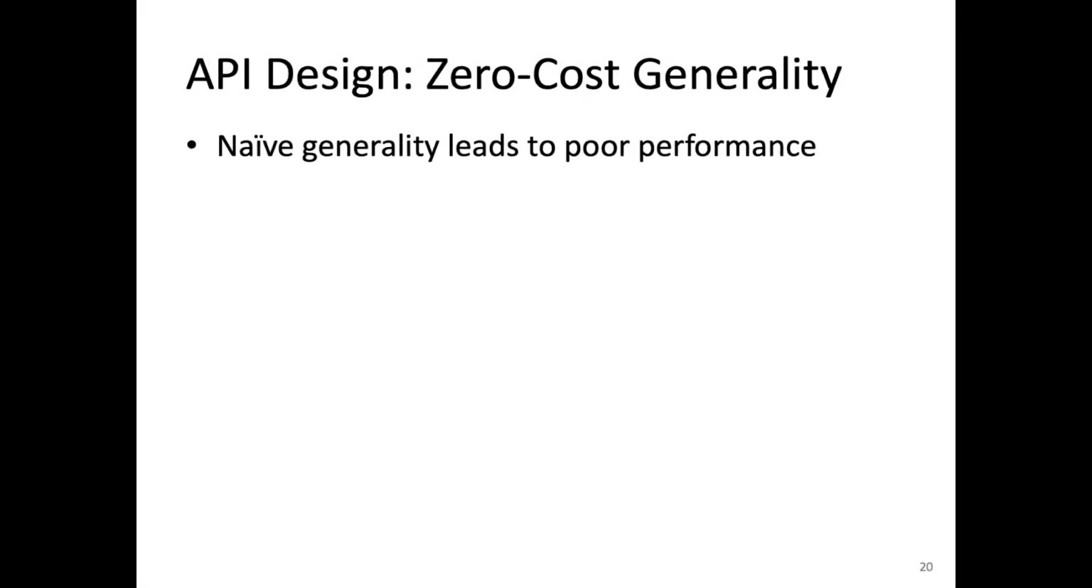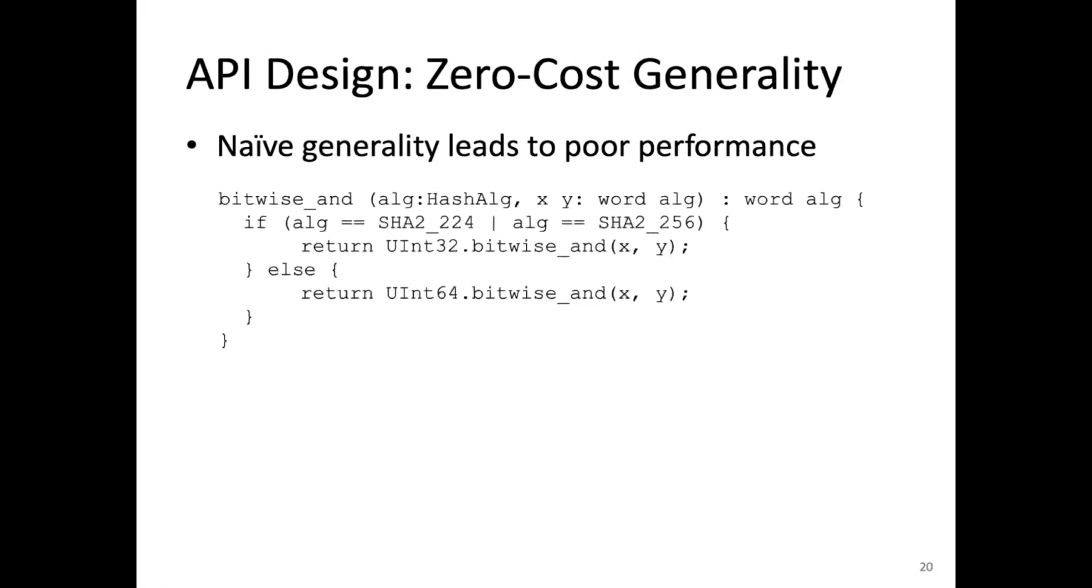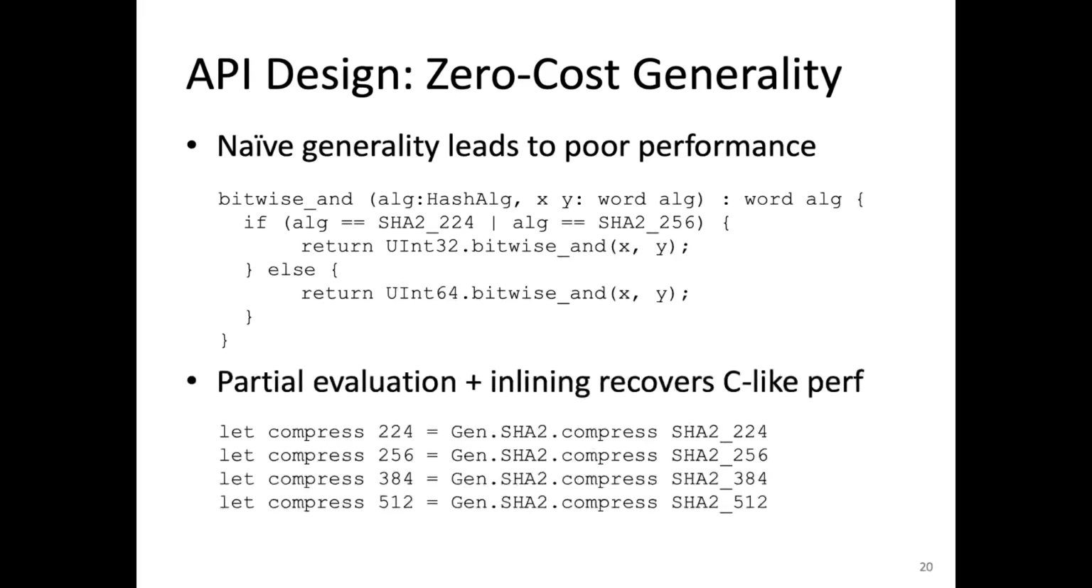However, this higher-order approach can lead to poor performance if done naively. For example, it would require carting around extra runtime state to keep track of the algorithm in use, and potentially branching on that state for every low-level operation, even single instruction operations like bitwise AND. Instead, we carefully apply partial evaluation and inlining inside of our proof tool to produce customized implementations that execute like low-level imperative code, but are still verified.